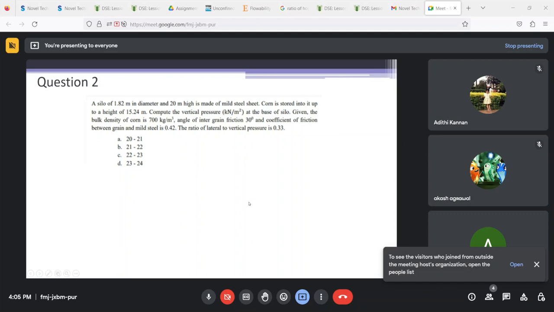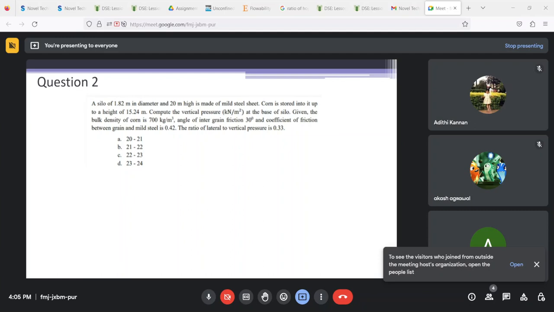So what happens is you have a vertical silo with a certain diameter and a height where you will store your corn. Because you are storing corn up to around 15.24 meters, there will be some sort of vertical pressure happening because of the height of the corn at the base of the silo.